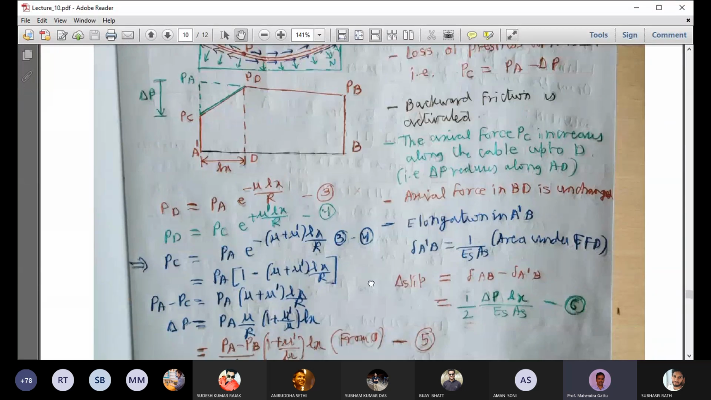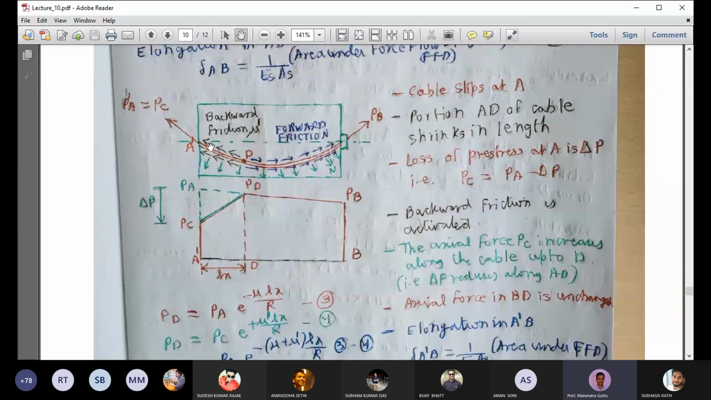So the main concept here is this concept of backward friction. When this slip occurs here, a portion of the cable will move to the rightward direction, and remaining portion will not be affected. That remaining portion is DB. So there the forward friction will continue to be there. But here in the portion AD, the slip is taking place in the rightward direction. So there is this backward friction developing. So the coefficient associated with this is mu prime. As a result of this backward friction, there will be a drop at A from PA to PC.